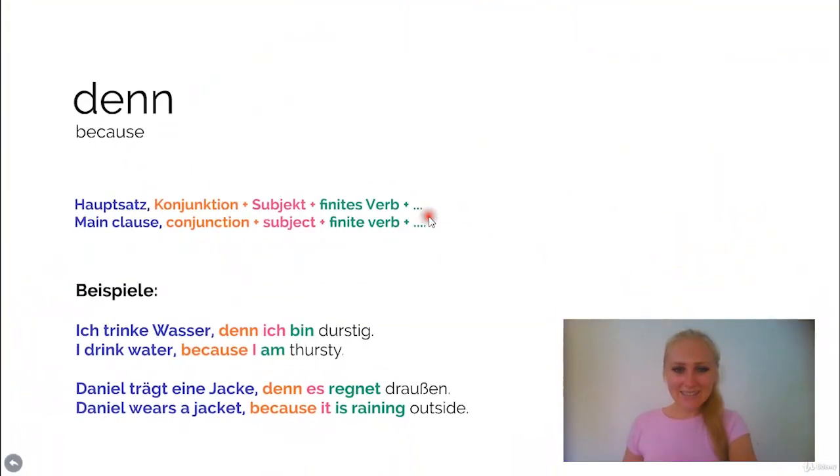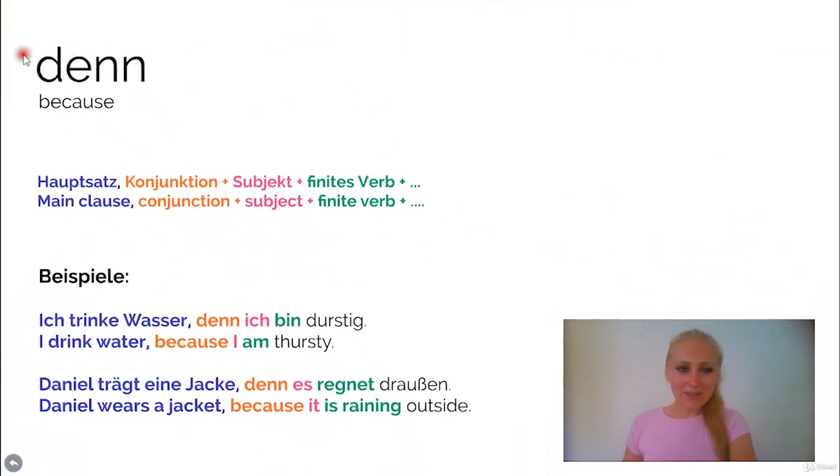Then the next slide, here we have the conjunction denn. Denn means because. We also have a few more words for the translation of because, but then the word order would change. The good thing with denn is that the word order is exactly the same as in the main clause. Although we use this less than the other word for because, which is weil, but you will learn it later on in the A2 B1 level. So again, the word order is the same.